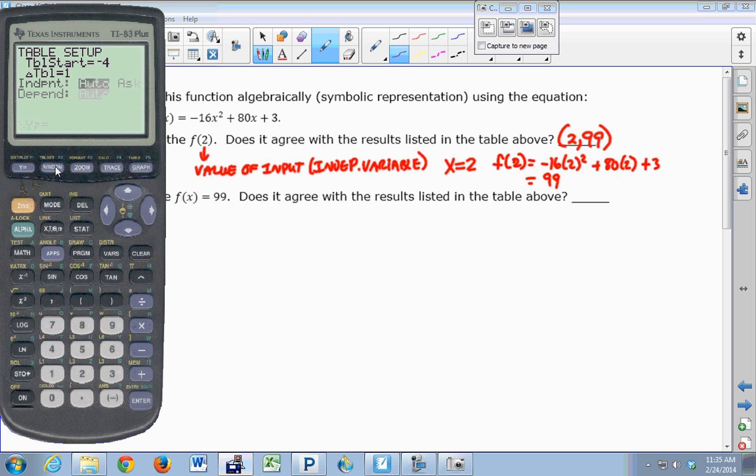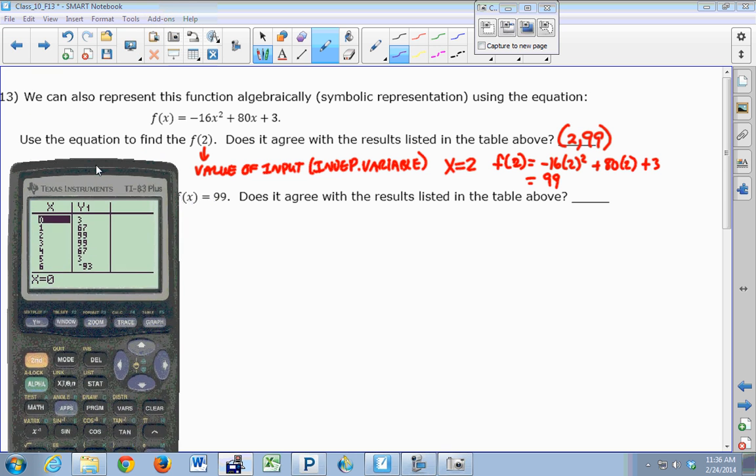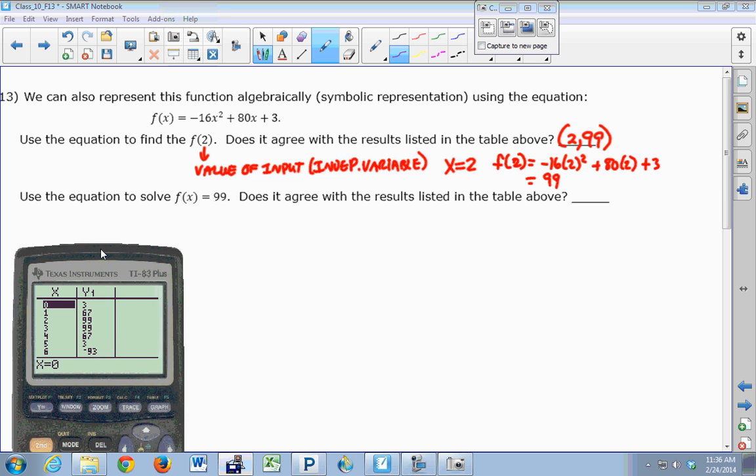So let's set the table. We're going to start the table at 0 seconds, and we're incrementing by 1. And we could have it just work automatically. Boom. And there's my table. At 2 seconds, 99 feet. That works. Okay, so yep. Now use the equation to solve f of x equals 99.